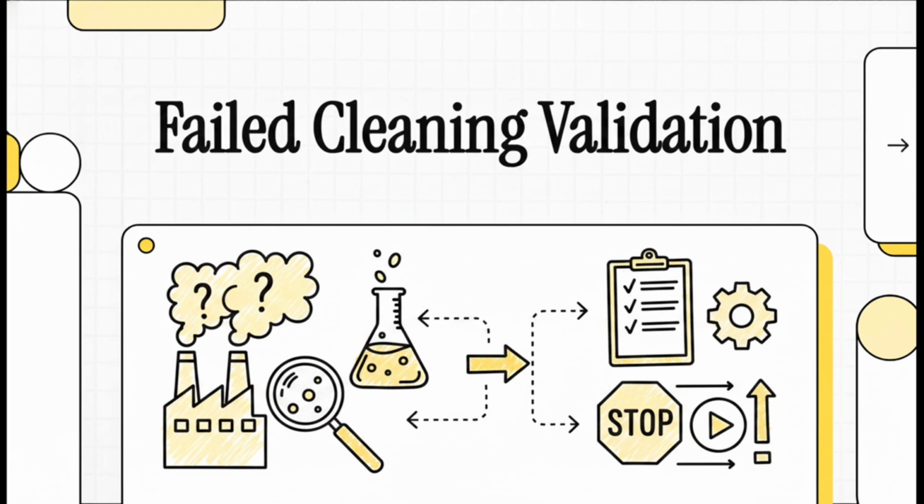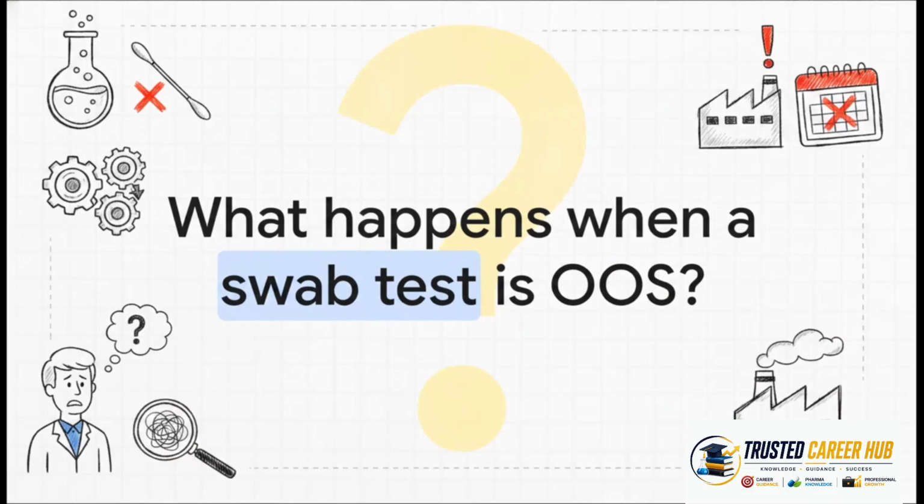We're going to look at how to treat these failures not as a full-blown crisis, but as a systematic, scientific investigation. Let's jump in. Picture this absolute nightmare scenario for a second. You're reviewing the latest lab results and boom, a swab test from a critical piece of manufacturing equipment comes back OOS, out of specification. What happens next?